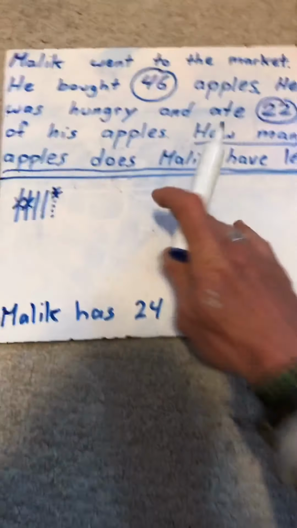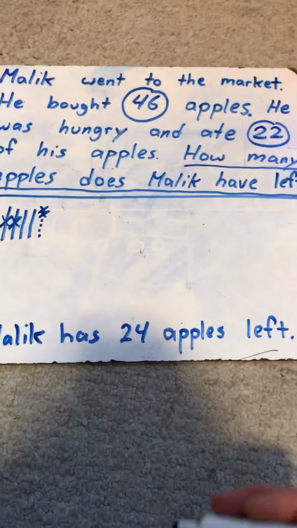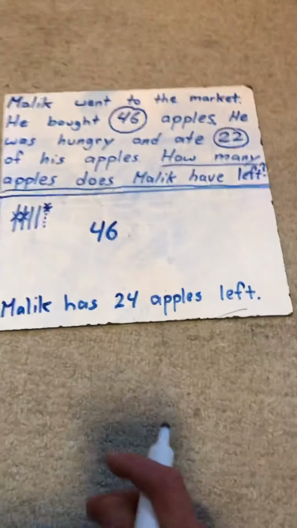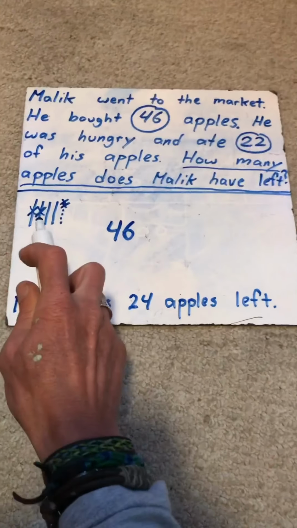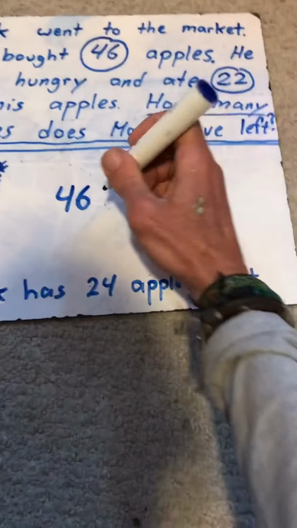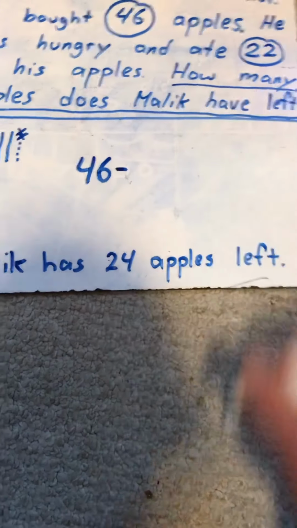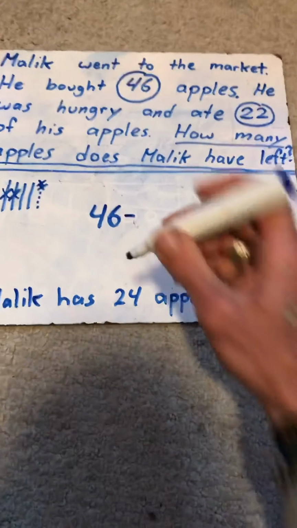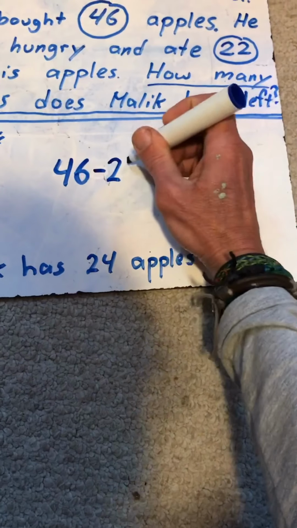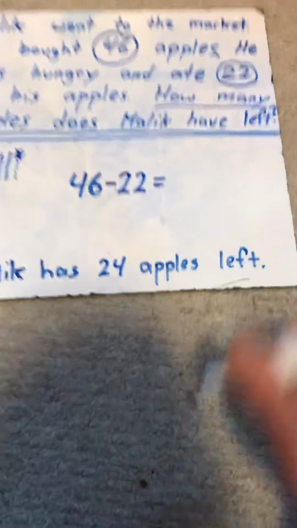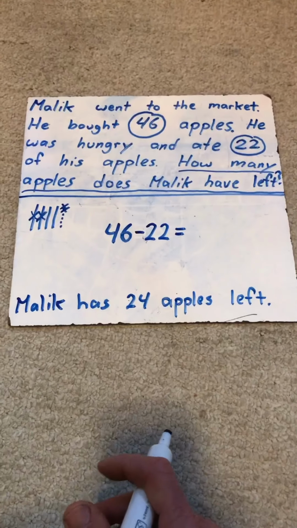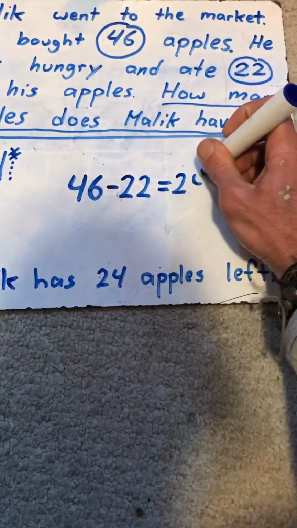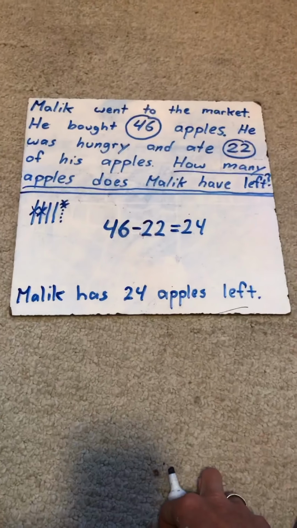And we need to write our number sentence. We started with 46. And was this plus or minus? If we took some away, we know that is a subtraction problem. Minus. 46 minus 22. He ate 22 apples. 46 minus 22 equals 24. He had 24 apples left.